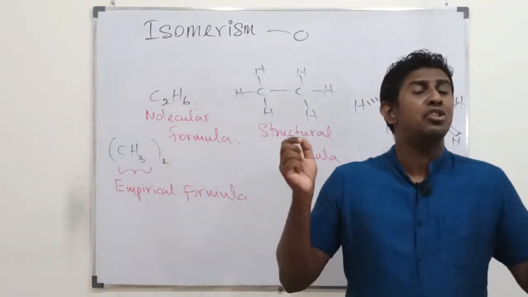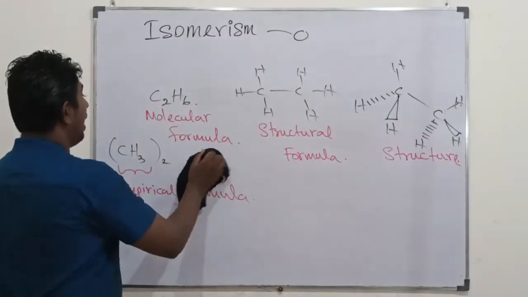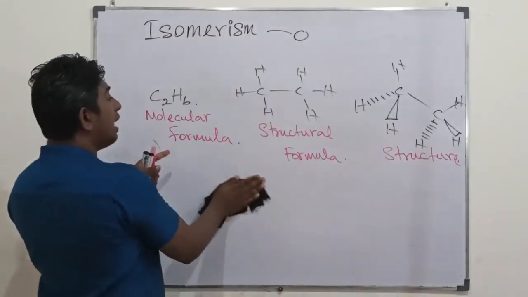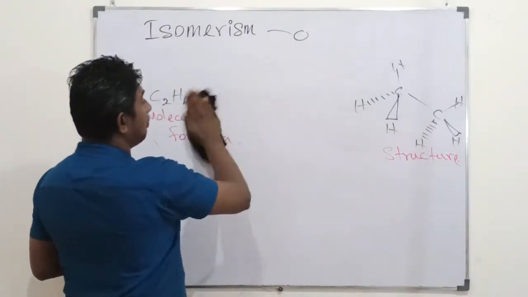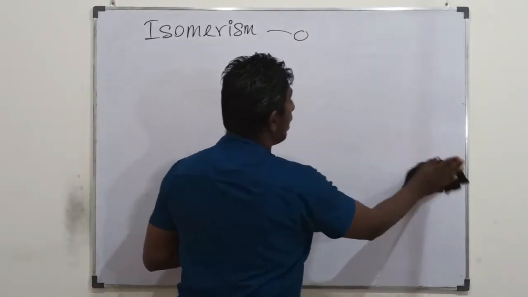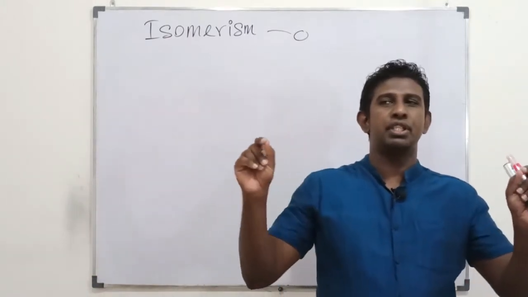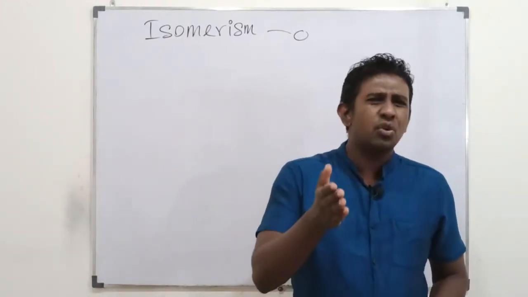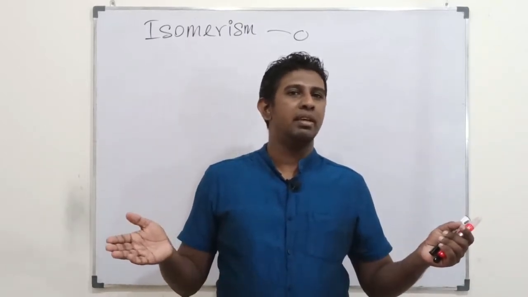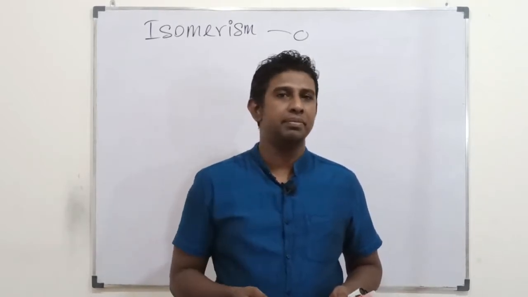Then what is isomerism? Students, isomerism is having different structures for the same molecular formula. What's that? Having different structures for the same molecular formula. It's quite like having the same name. There could be few or many people out there that you find.